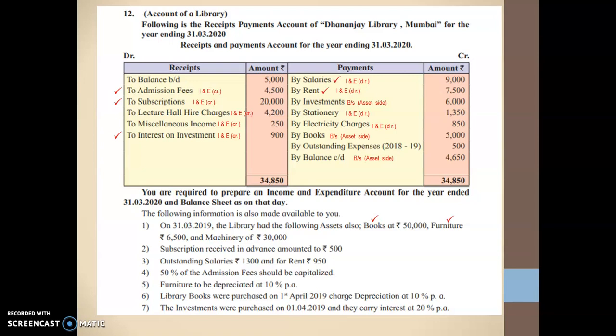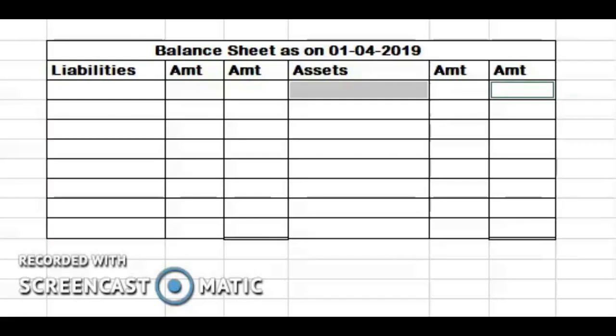Students, did you notice that in this problem, the opening capital fund is not given? So here we have to calculate and find out the opening balance of capital fund by preparing the opening balance sheet. So let's prepare the opening balance sheet. According to the first adjustment, the opening balance of books is 50,000, furniture 6,500, machinery 30,000.